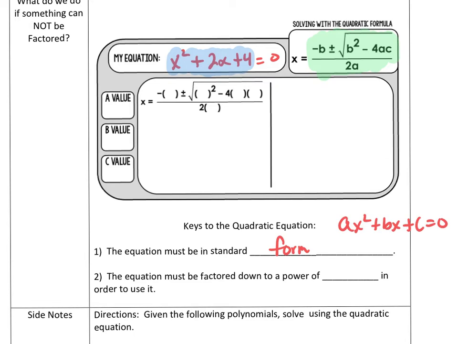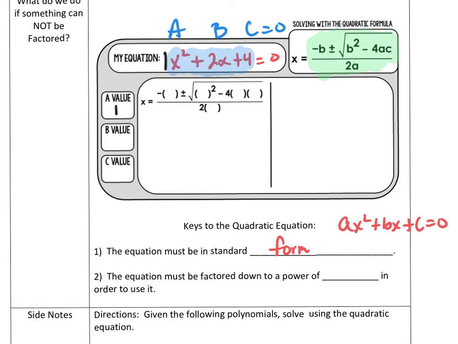So if I look up here, I have my a value, I have my b value, and I have my c value, and I have it set equal to 0. So let's go ahead and fill in my a value. A values are numbers, b values are numbers, and c values are numbers. So that number in front of x squared is 1, so I'm going to put 1 for my a value.